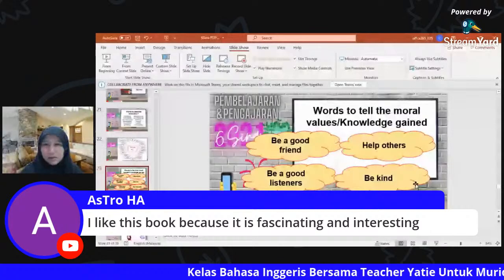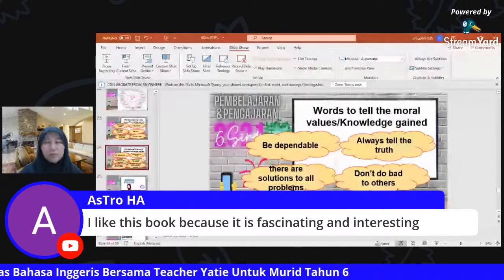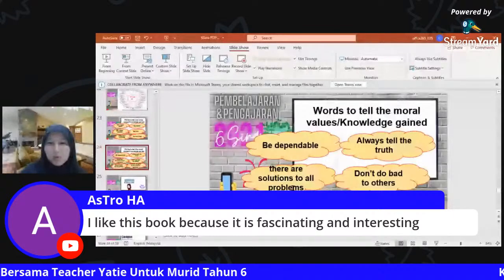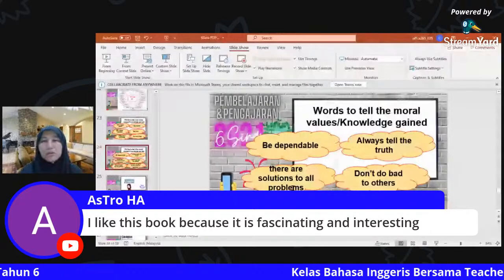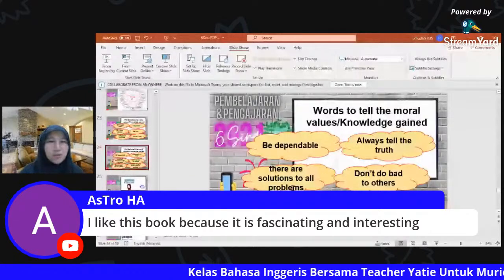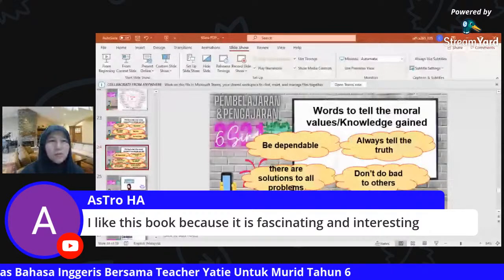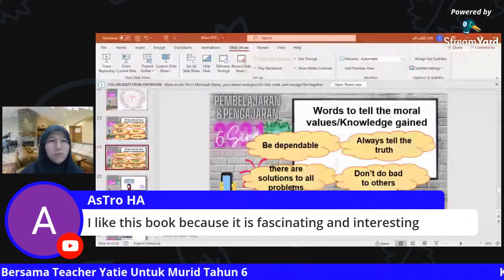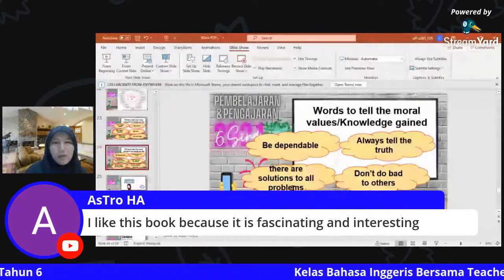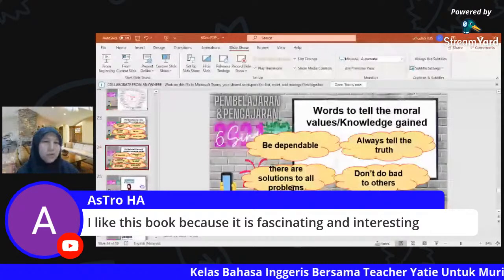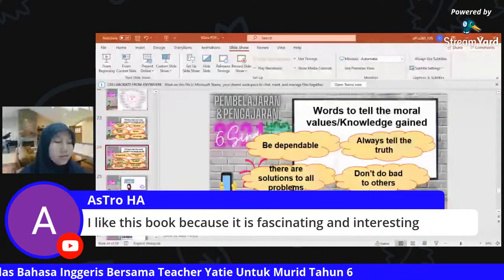Other examples: be dependable. Always tell the truth. There are solutions to all problems. Don't do bad to others. One should not be greedy. You will not give up by making excuses. So which words or phrases would you like to pick as your moral values for Harry Potter and the Philosopher's Stone? What do you think is suitable to write in your moral value and knowledge gain in your books?